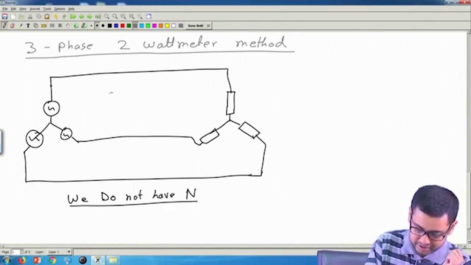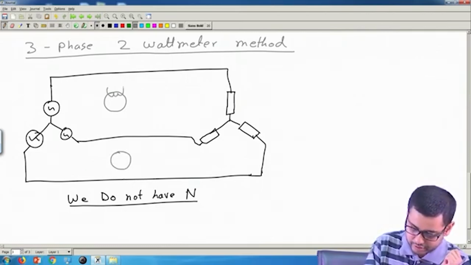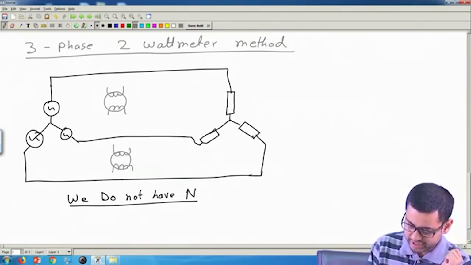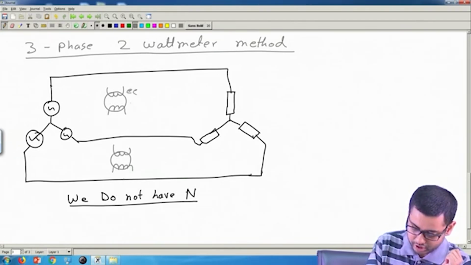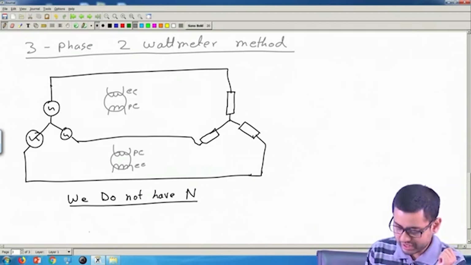Now, the two wattmeters are like this. They will have their current coils and the voltage coils. Call this current coil, voltage coil, current coil, voltage coil. Okay. So, what we have to do? We have to measure the current in two phases.